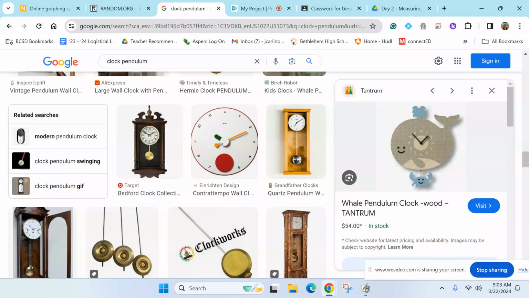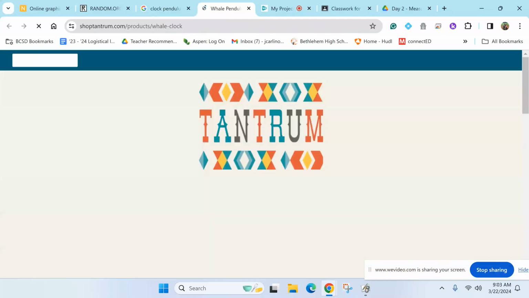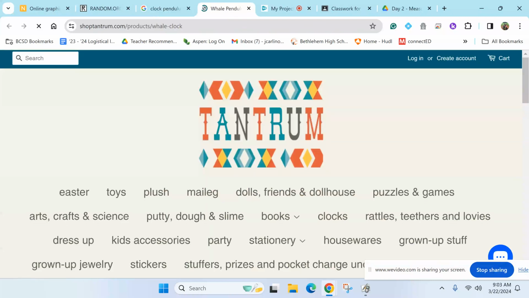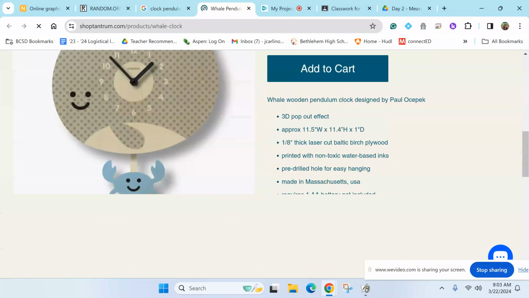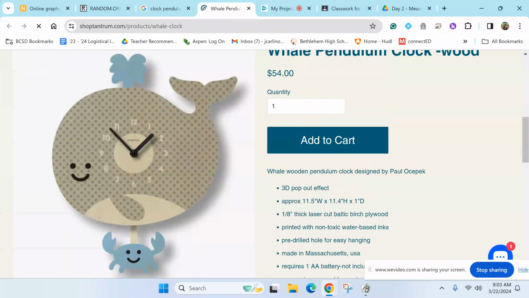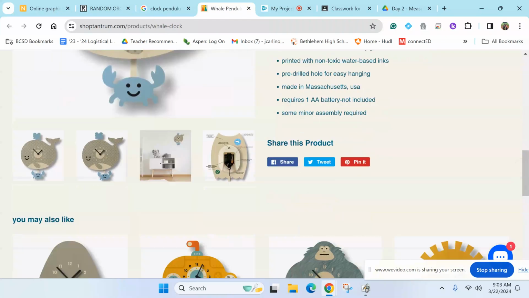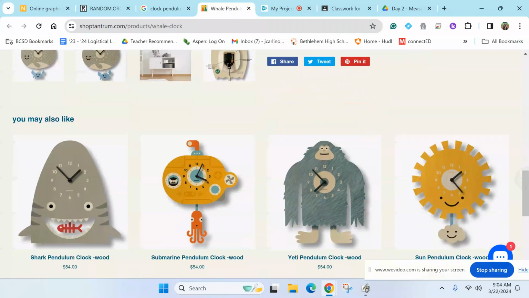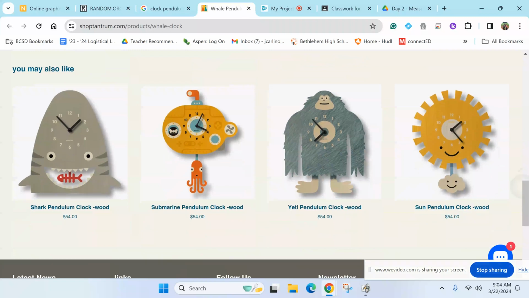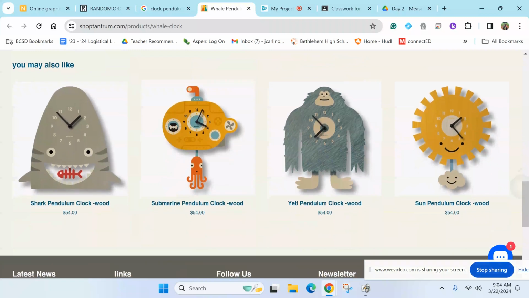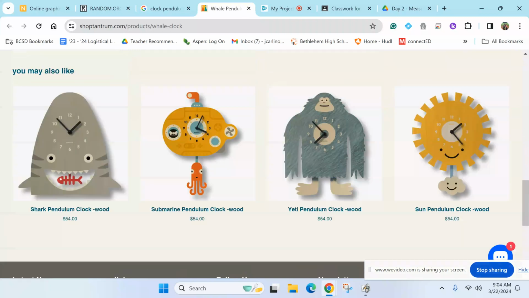$54, waste of money. There you go. There it is. How about that? Whale pendulum clock with the little crab. That's cute. Oh, I thought there were different ones. Usually, oh, there they are. Look at this, kids. We got the gorilla there. We got the cloud with the sun. Little octopus submarine. Beautiful, huh?